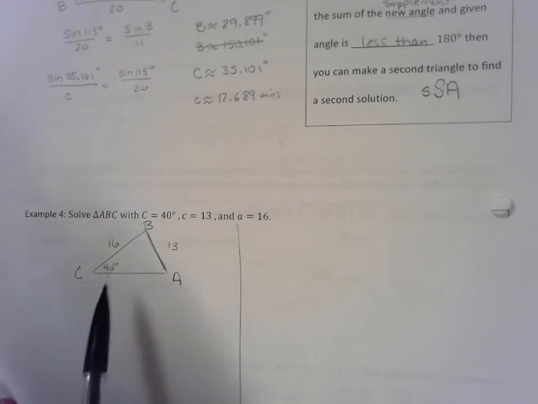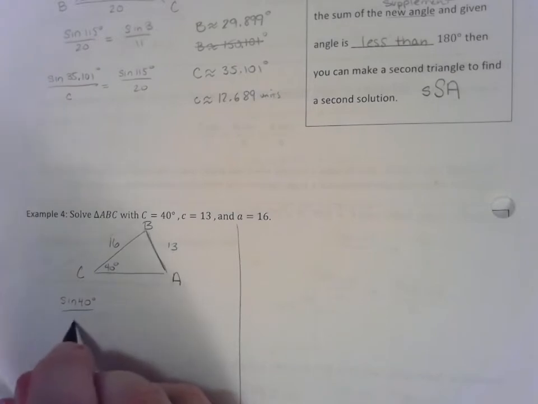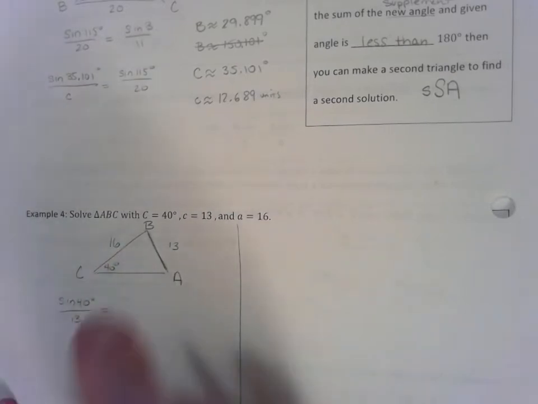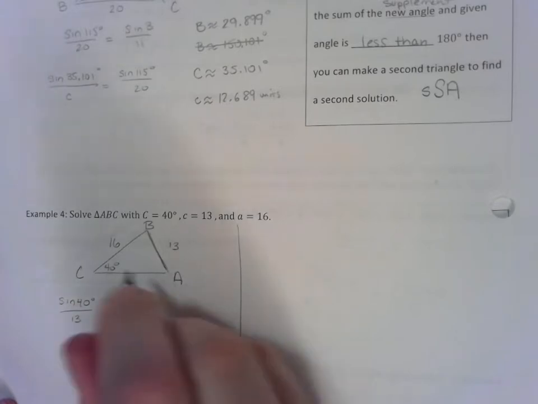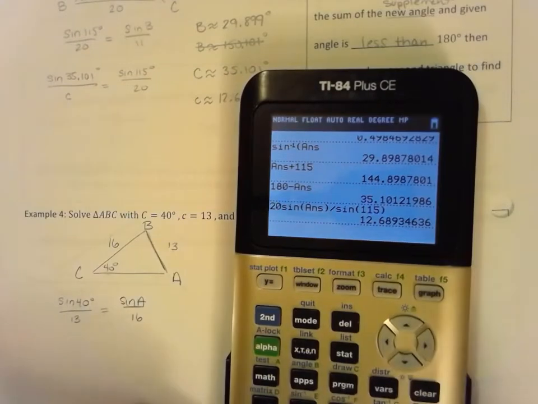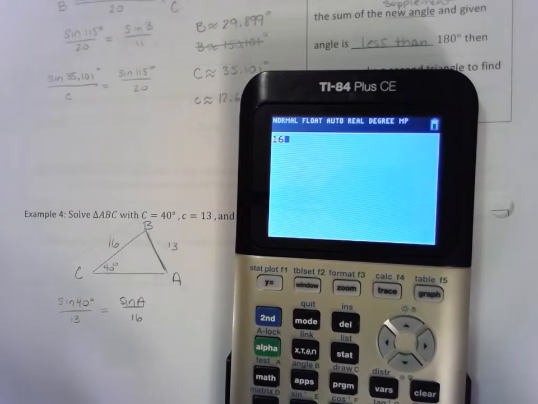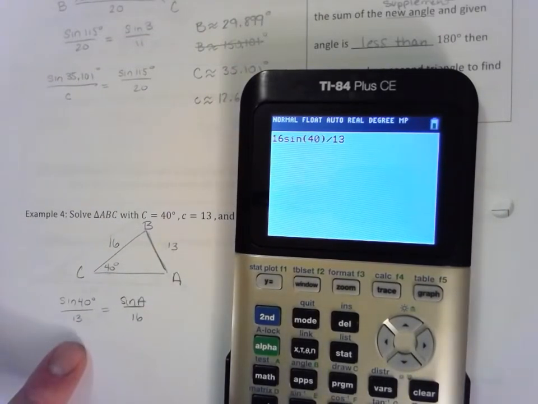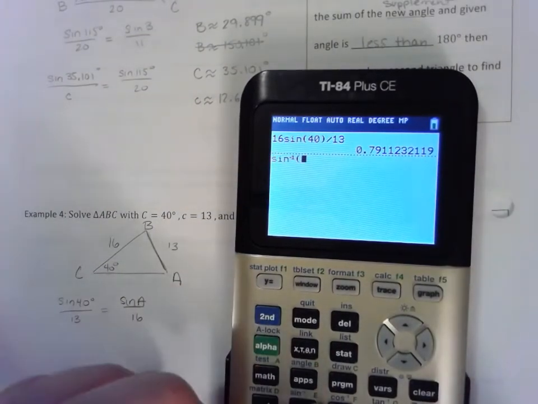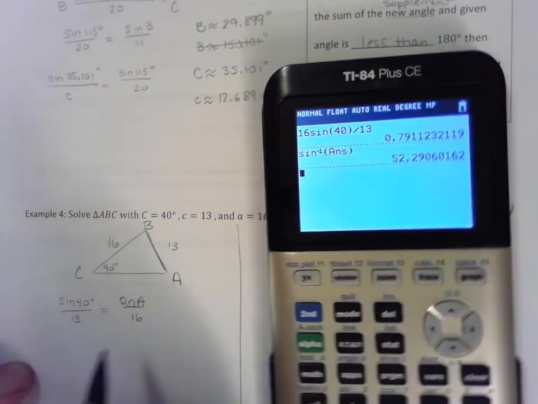So first, I'm going to do the sine of 40 degrees, sine of C divided by c, where side length c is 13, and we're going to solve for angle A, sine of A divided by 16. Multiply, divide, and then we're going to take the sine inverse. We can kind of do that in one step, but I get worried I'll make a mistake. So multiply this and divide. This gives us the value for the sine of A. I next want to take the sine inverse of this, and this approximately tells us the value of angle A.